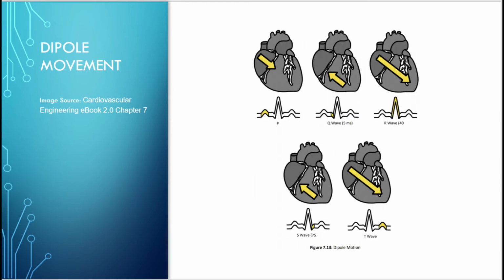This image represents the dipole movement through the heart. The yellow arrows show the direction of the movement, and the size of the arrows represents the magnitude of the deflection. The P wave is the atria depolarizing. The Q wave is negative due to some of the Purkinje fibers firing at the apex of the heart. The R wave is showing the fast depolarization of a majority of the cells. The S wave is the negative wing, and the T wave is the repolarization from the apex to the base.